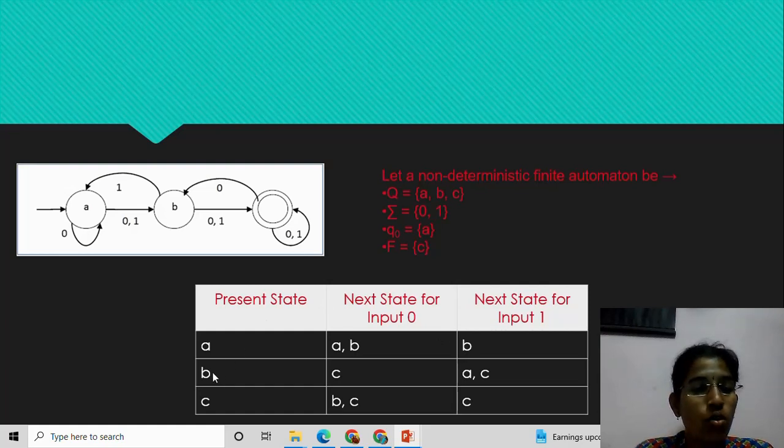The second row is for the state B. When you give 0 it goes to C, when you give 1 it goes to both A and C. For a particular input it goes to multiple states. Same for the last state C, which has multiple outputs for the input 0 and only one output for 1. So this is a simple example for NFA.